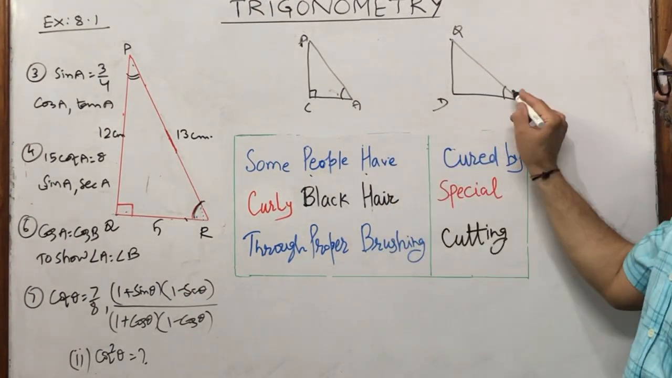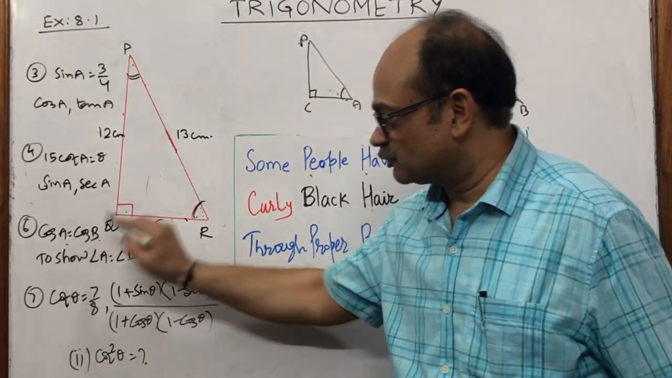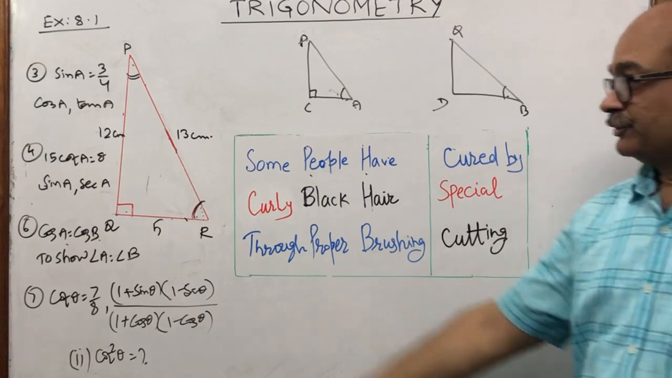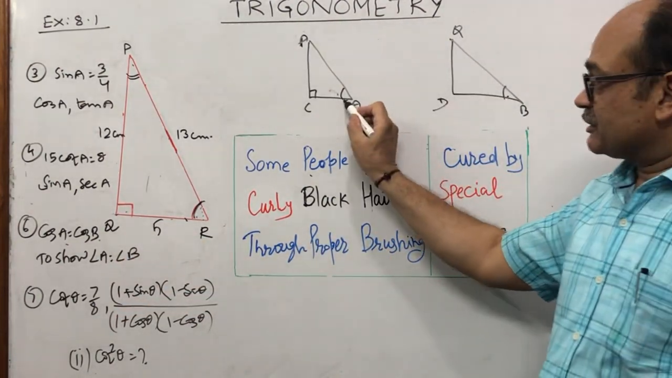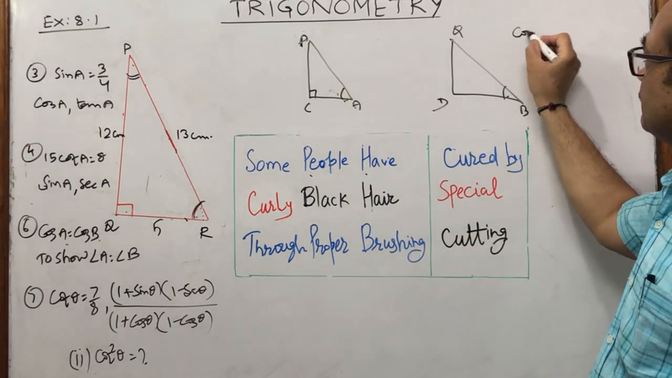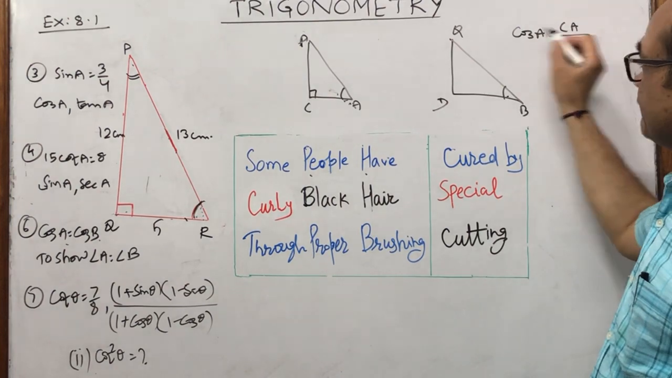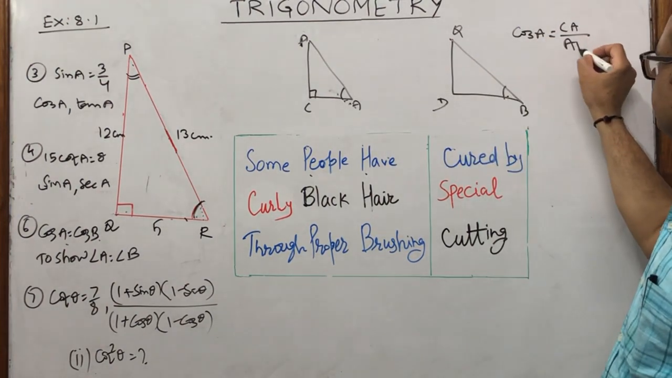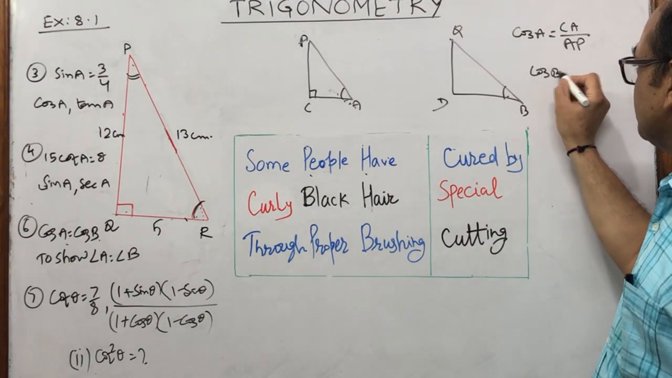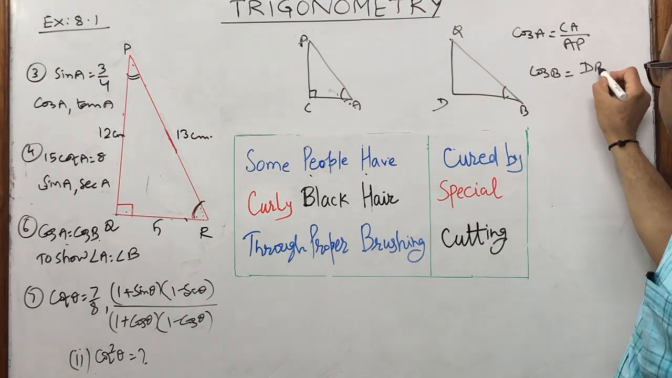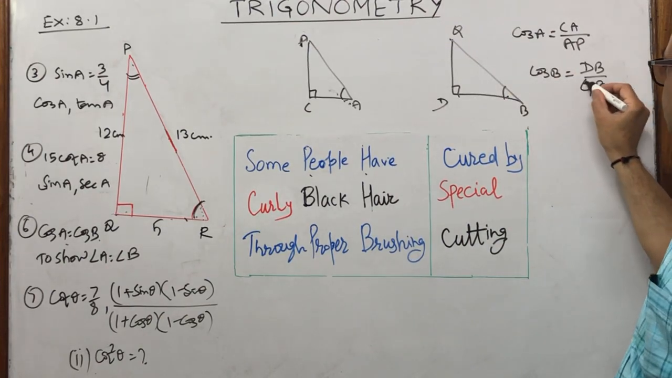What is given? Cos A equals cos B. You have to prove that angle A and B are also equal. So what is cos A? From this, cos A is nothing but CA divided by hypotenuse AP. Very clear? What is cos B? From triangle number 2, base is DB, because this angle is 90, and divide by QB.